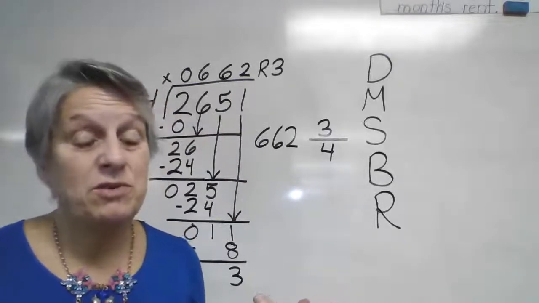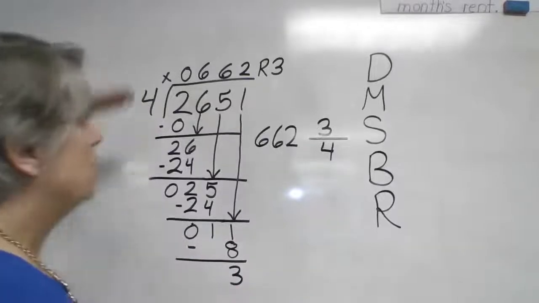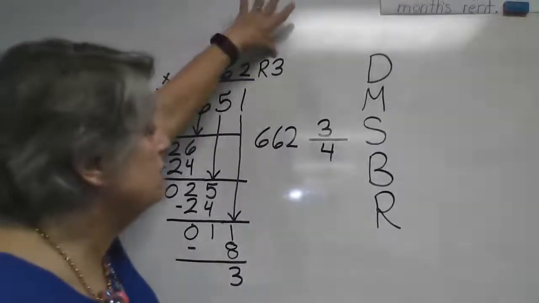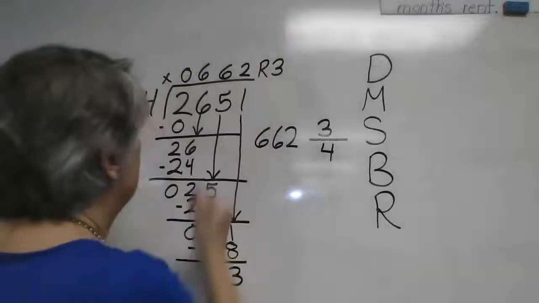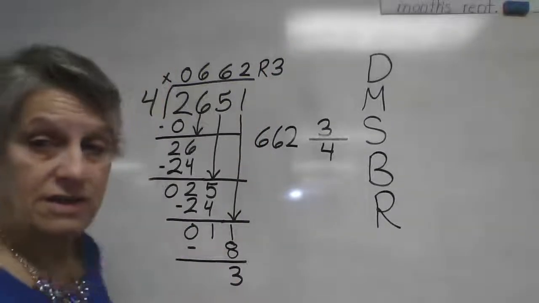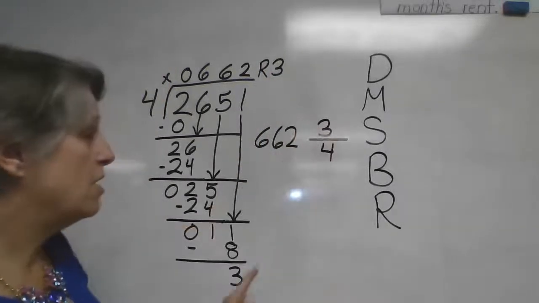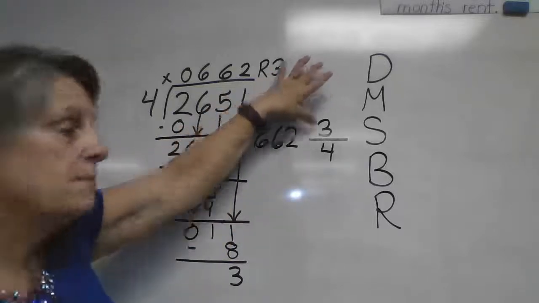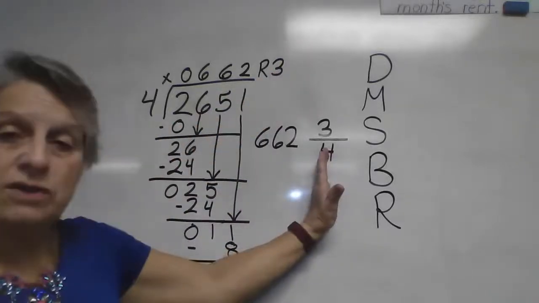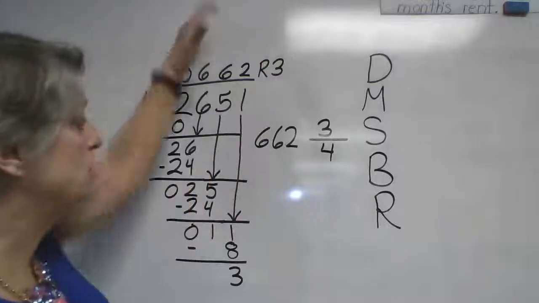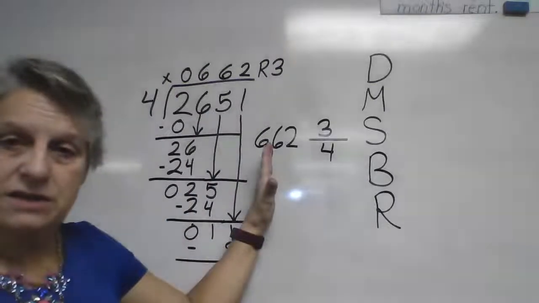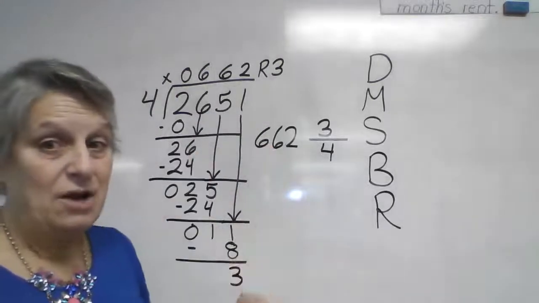I hope this helps some of you parents out with the terminology. Quotient, remainder, dividend, divisor. The remainder always goes on the top of the fraction. The divisor always goes on the bottom of the fraction. The quotient always goes outside. I hope that helps you out.